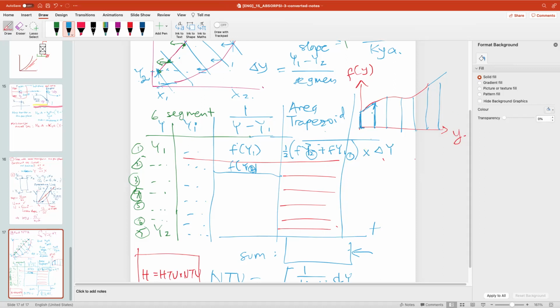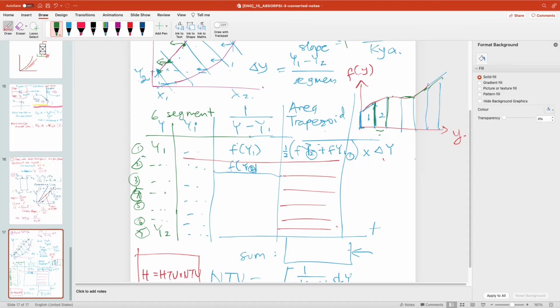And this is for number 1. For number 2, that means the function of this one plus the function of this one, and then multiply with delta y divided by 2. Okay, you have to try it, I think, to calculate this one. Do your trapezoid one, yeah? If you still feel a bit confused, then maybe have a refresher course about calculus. Okay, so this is the trapezoid one.